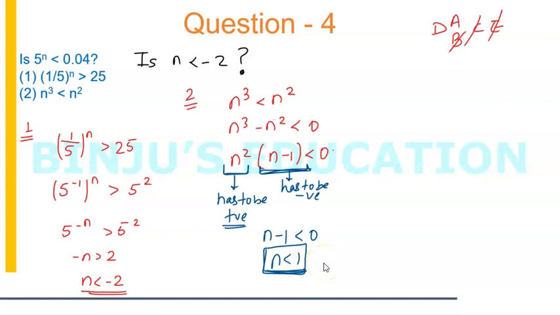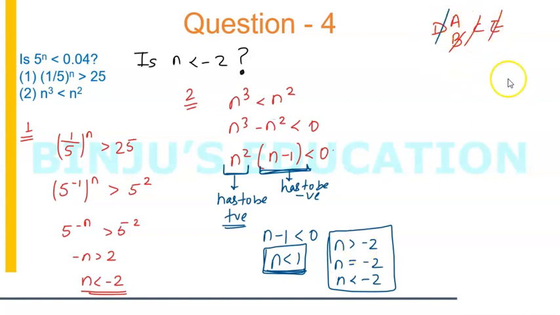Now if n is less than 1, does that mean n has to be less than minus 2? Is it for sure? No. In this case, when n is less than 1, n can be greater than minus 2, n can actually be minus 2, or n can be less than minus 2. All three are possible. So do we have a conclusive answer from B? No. Which means D also goes out. Because statement 2 alone is not sufficient, our answer is option A.